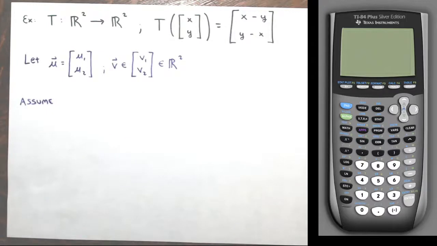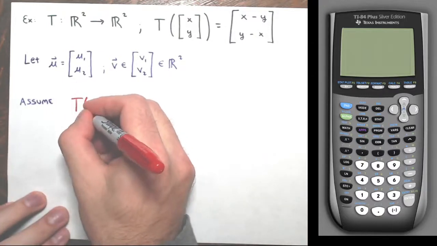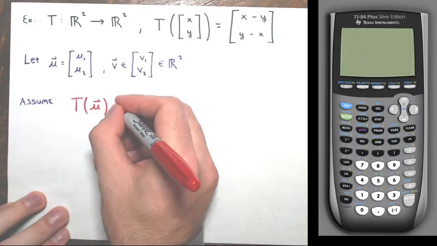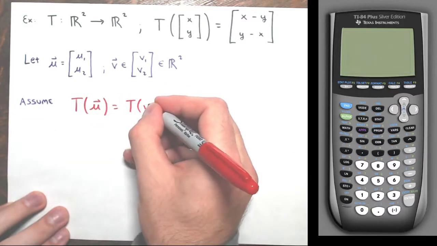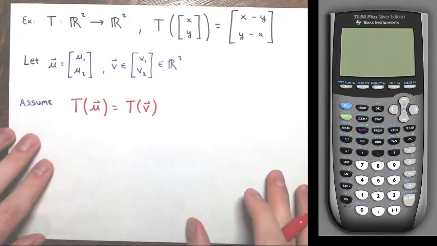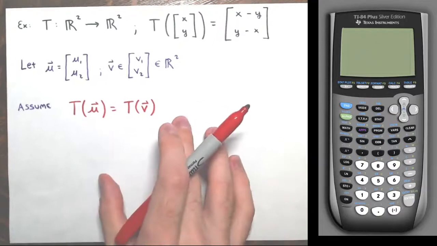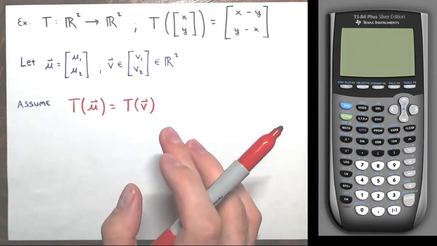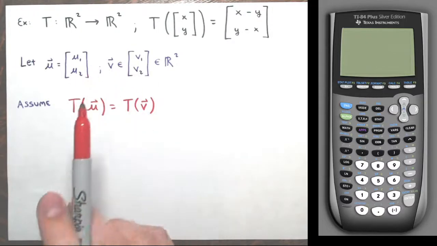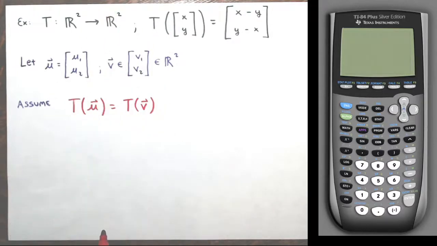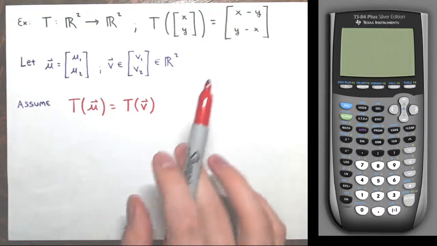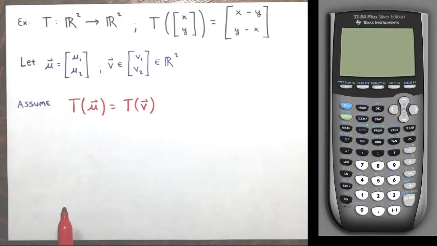So we're assuming that the image of u under t is equal to the image of v under t, and then what we're going to try to show, if we can, is that u is equal to v. If we can show that u1 equals v1 and u2 equals v2, then this will be one-to-one. If we can't show it, if it seems like they might not be equal, then I'm going to try to think of a counterexample: two different inputs that give me the same output.